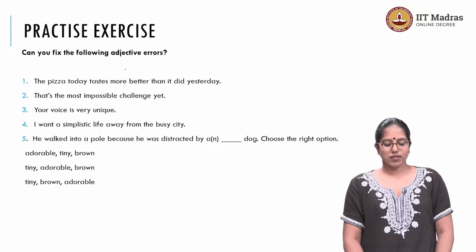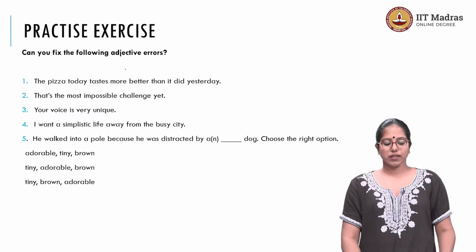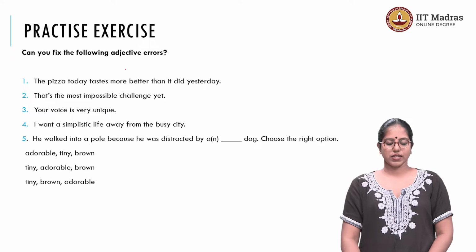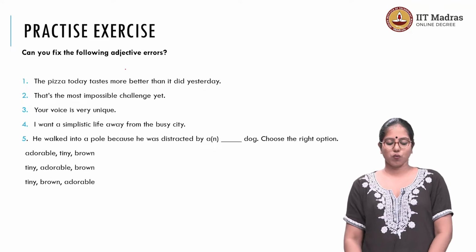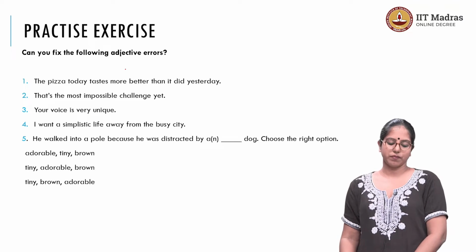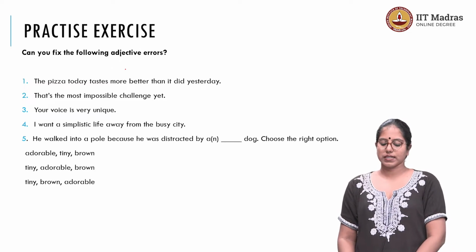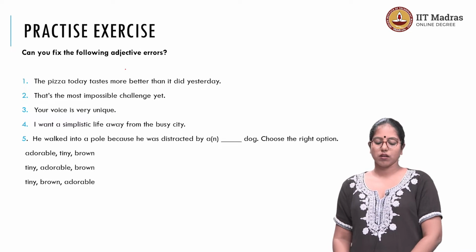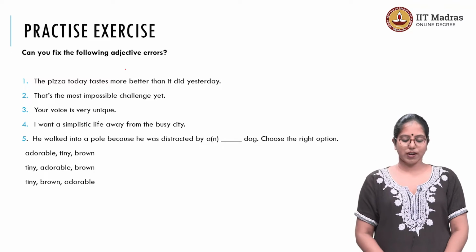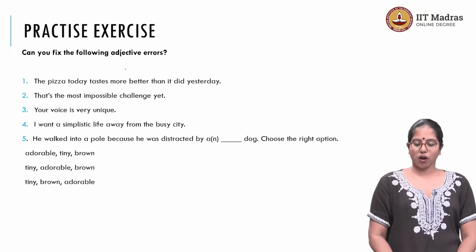The first one is, the pizza today tastes more better than it did yesterday. The second is, that's the most impossible challenge yet. Third sentence is, your voice is very unique. Fourth sentence is, I want a simplistic life away from the busy city. Fifth sentence is, he walked into a pole because he is distracted by a or an dash dog. Choose the right option. Adorable, tiny, brown, tiny, adorable, brown, tiny, brown, adorable.